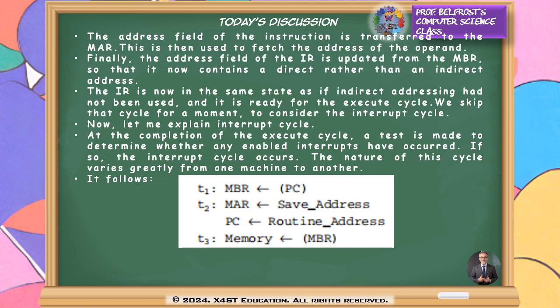At the completion of the execute cycle, a test is made to determine whether any enabled interrupts have occurred. If so, the interrupt cycle occurs. The nature of this cycle varies greatly from one machine to another. Here is the flow diagram.